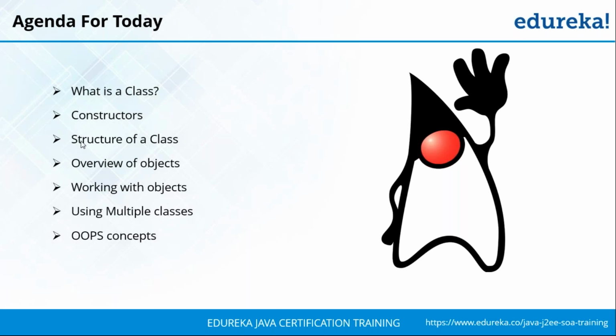Moving on, we'll see the structure of a class, where I'll be summarizing the above two concepts with a programmatical example. Next, we'll see another key concept in a class, that is objects, and how you can work with them: how you can create them, access them, and play around with objects. Towards the later half of the session, we'll go through slightly advanced concepts, where I'll be talking about multiple classes and object-oriented concepts such as inheritance, abstraction, encapsulation, and how you can work with them.